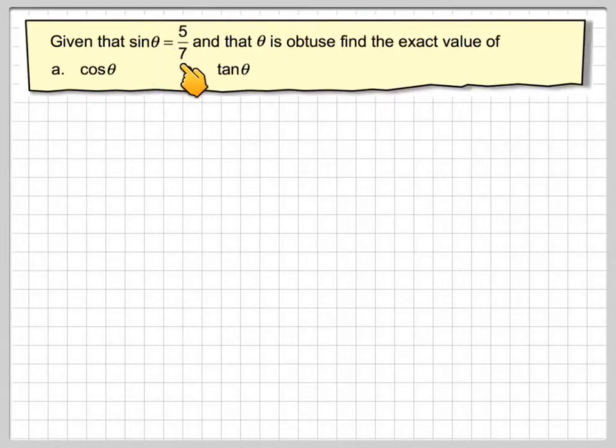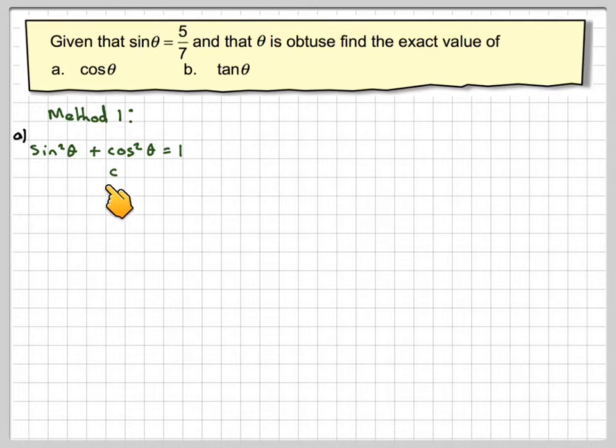Given that sine theta is 5 over 7, that theta is obtuse, find the exact value of A, cos theta, and B, tan theta. Now there are several different methods of doing these. I'm going to show you two, and you can use mixtures of the two as well. So method 1. Method 1 uses the Pythagorean identity, sine squared theta plus cos squared theta is equal to 1.